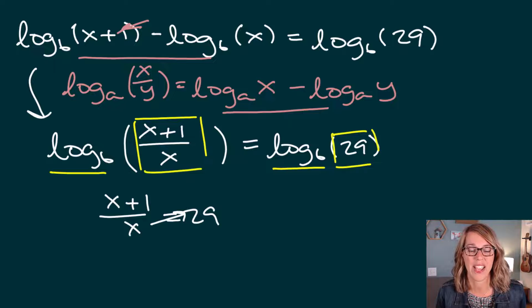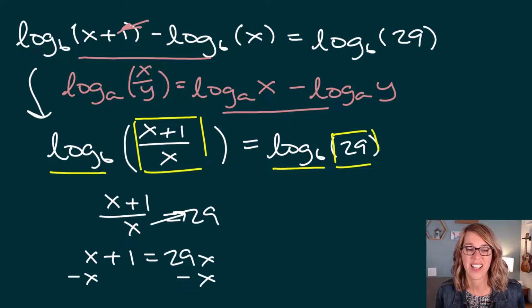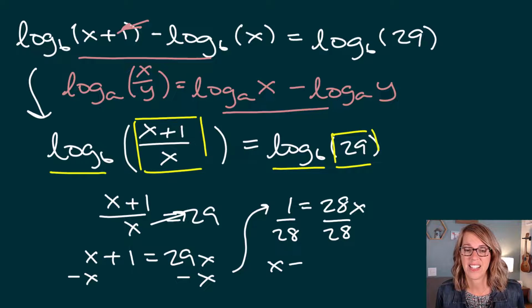I'm going to multiply by x, so I get x plus 1 is equal to 29x. I'm going to subtract an x from both sides, and I'm just about to my answer here. I have 1 is equal to 28x. Divide by 28, divide by 28, and x is equal to 1/28.